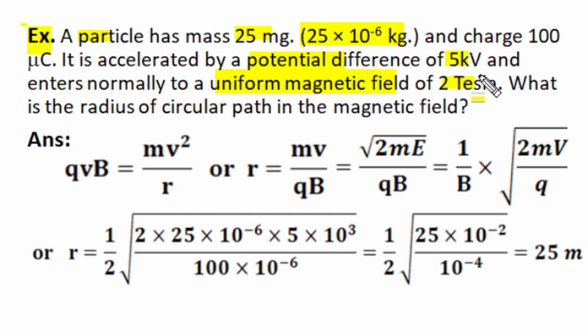When the initial velocity and magnetic field make a 90-degree angle, the particle will have the maximum amount of magnetic force, given as QVB.